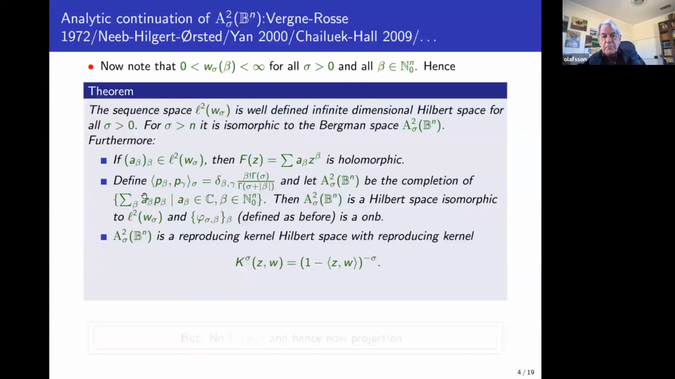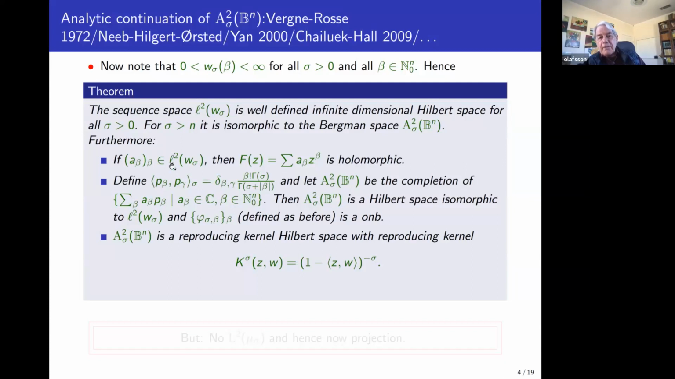And that is the point then. This little L2 space is a well-defined, infinite dimensional Hilbert space for all sigma greater than 0. And for sigma greater than n, it is isomorphic to the Bergman space. This gives us the first step, the first analytic continuation of the Bergman space. We have this Hilbert space, A2 sigma, isomorphic to little L2, and that space, little L2, actually has an analytic continuation for all sigma greater than 0, okay?